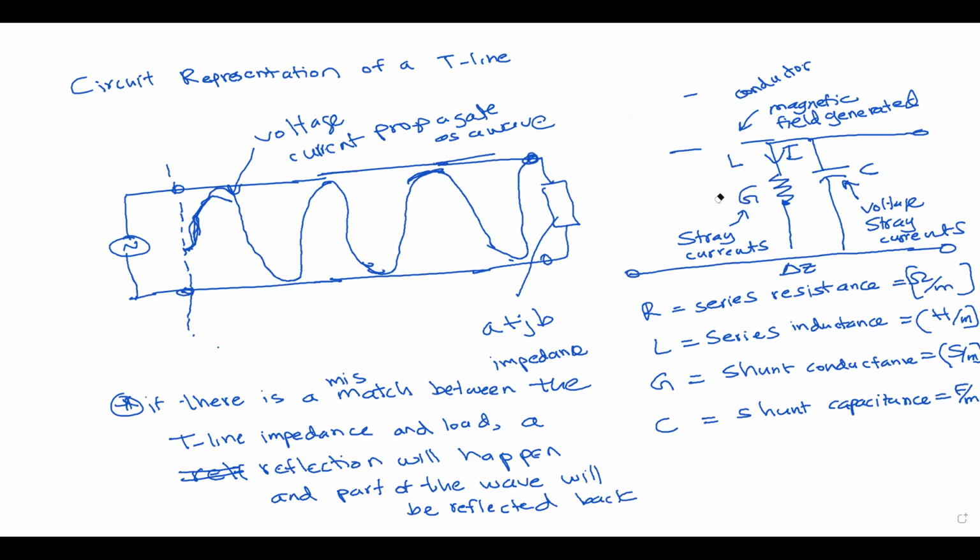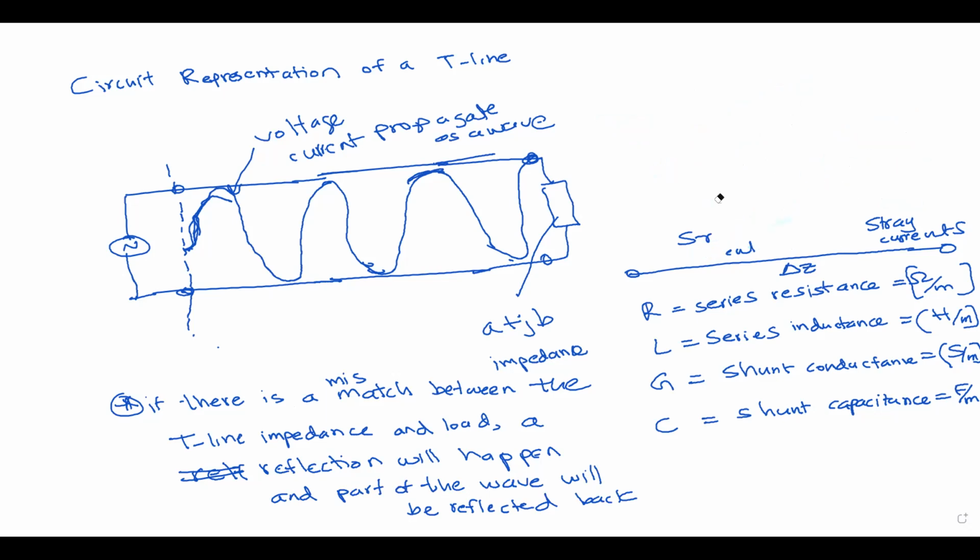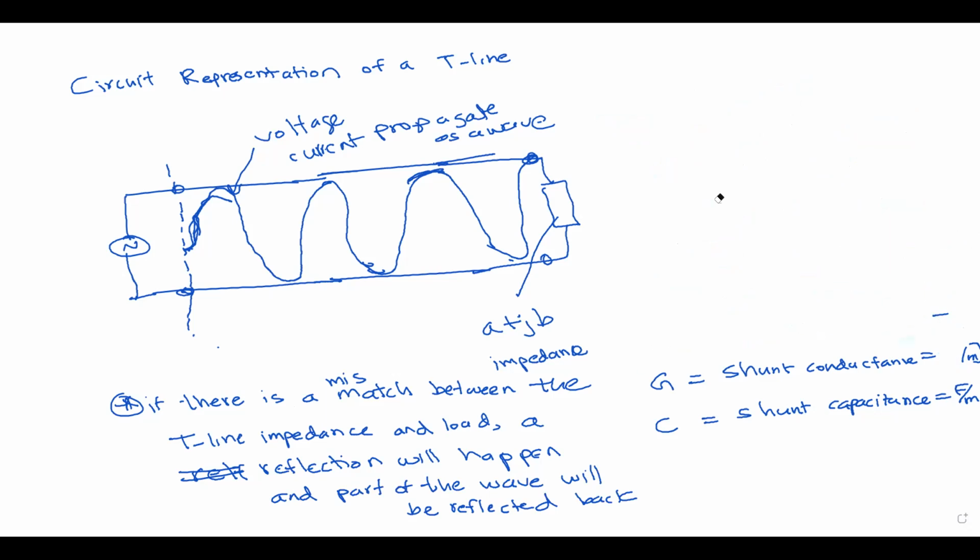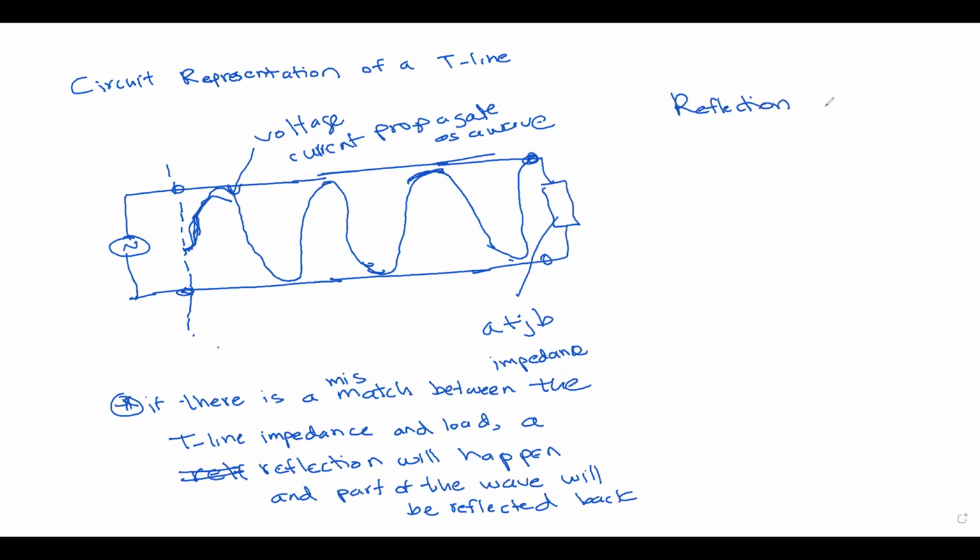Okay, so because of that phenomenon, we define parameters to determine the amount of reflection that happens in this transmission line. One parameter we call the reflection coefficient. The reflection coefficient is a parameter we use to denote the amount of reflected wave relative to the incident wave.